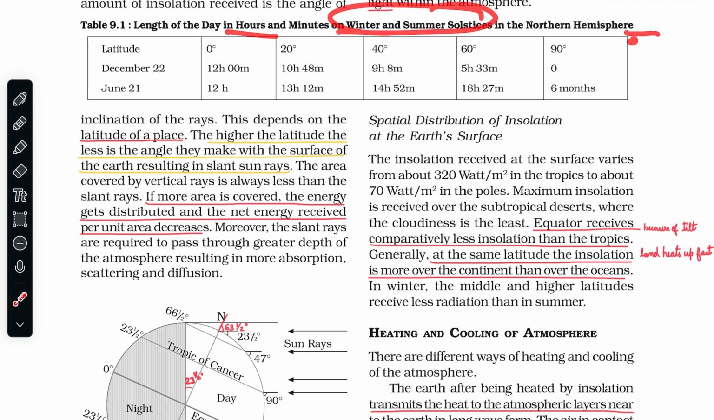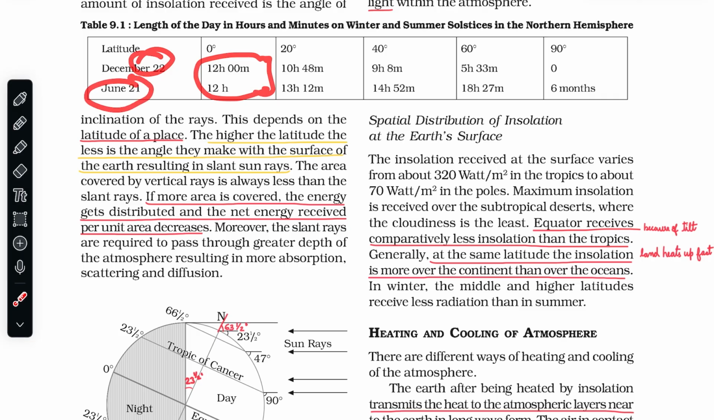and summer solstice in the northern hemisphere. Here, we're considering two dates, December 22 and June 21. At 0 degrees, at the equator, on both of these solstices, the winter solstice and the summer solstice, the length of the day and night is the same, 12 hours.